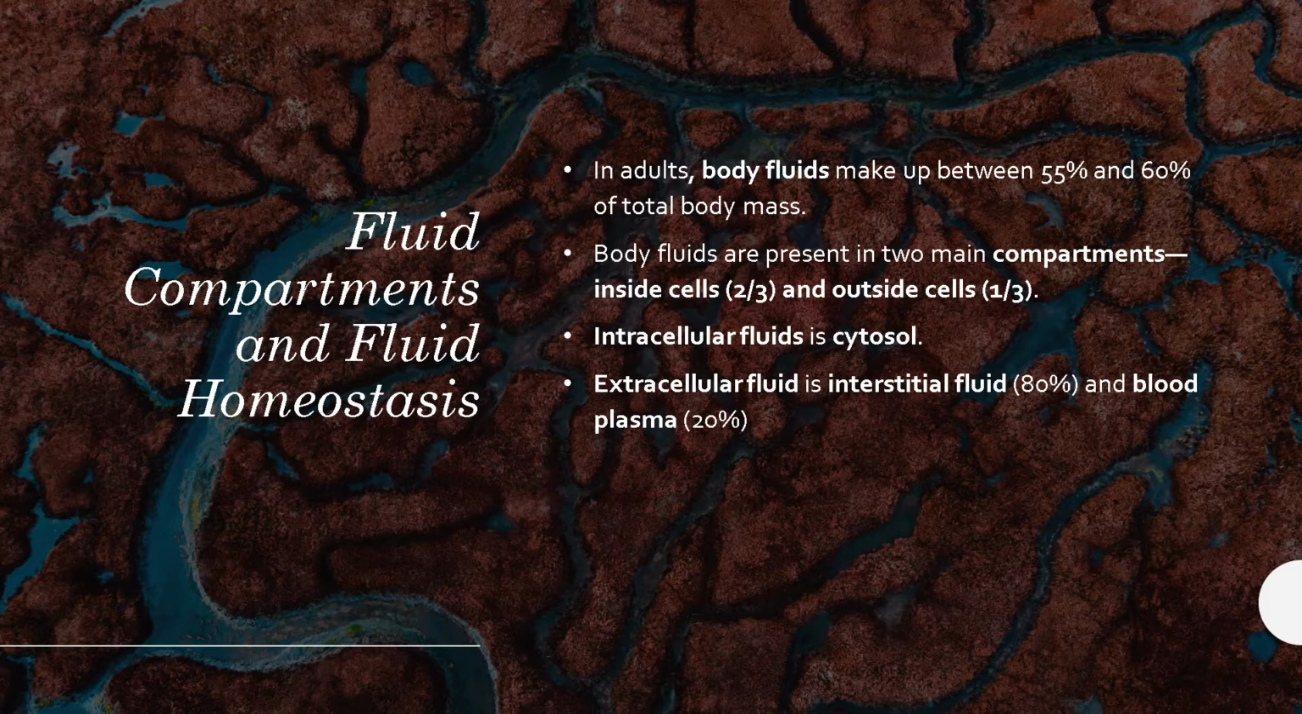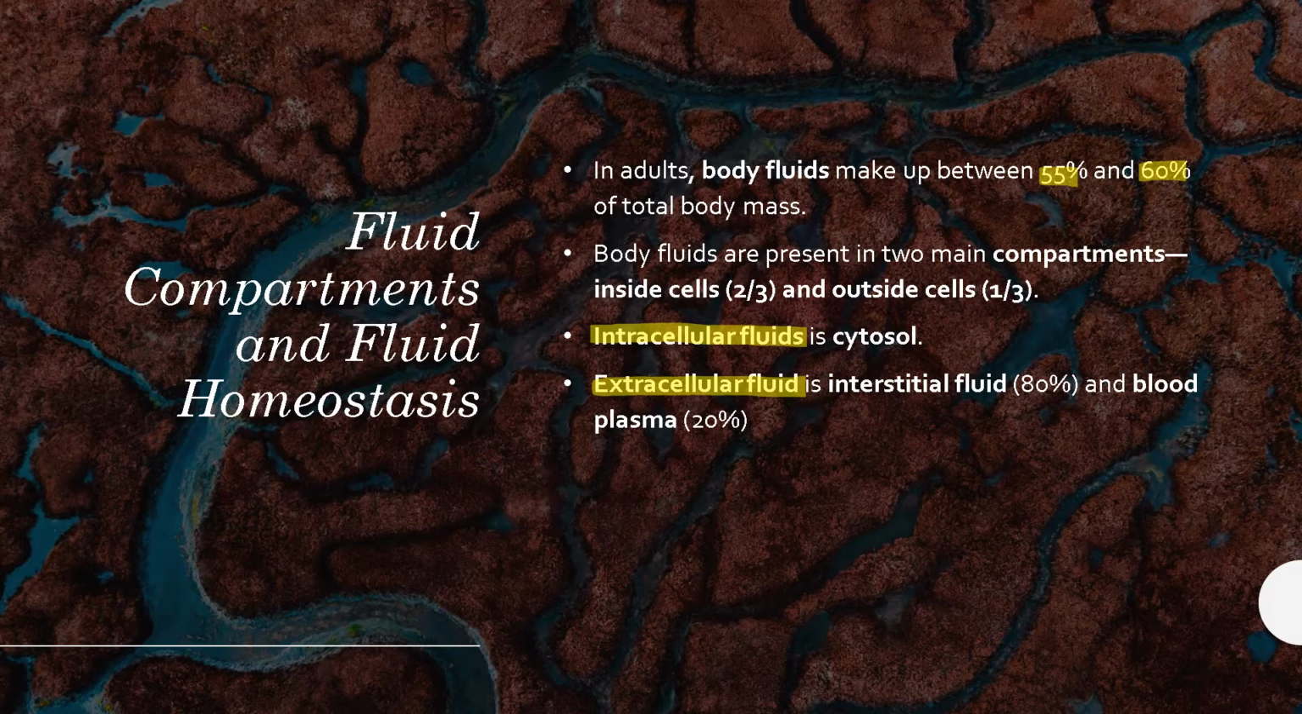Okay, so in adults, body fluids make up between 55% and 60% of the total body mass in females and males respectively. Now, body fluids are present in main compartments. These main compartments are going to be inside of cells and outside of cells. About 2/3 of body fluid is inside of cells. This is going to be intracellular fluid. Intracellular meaning inside of cells. And then the other 1/3 is called extracellular fluid. This is going to be outside of cells, and this includes pretty much all other body fluids that aren't cytosol inside the cells.